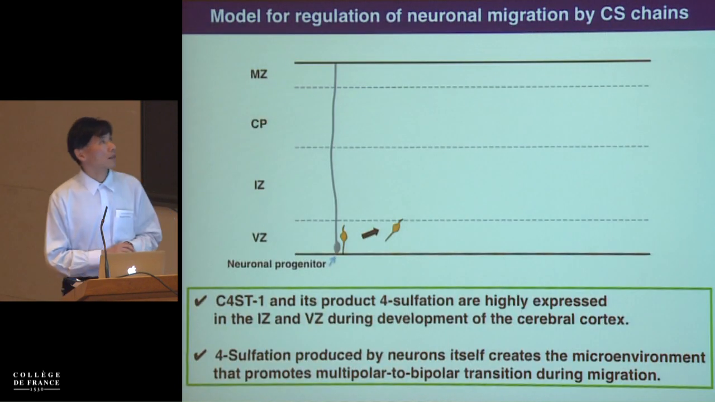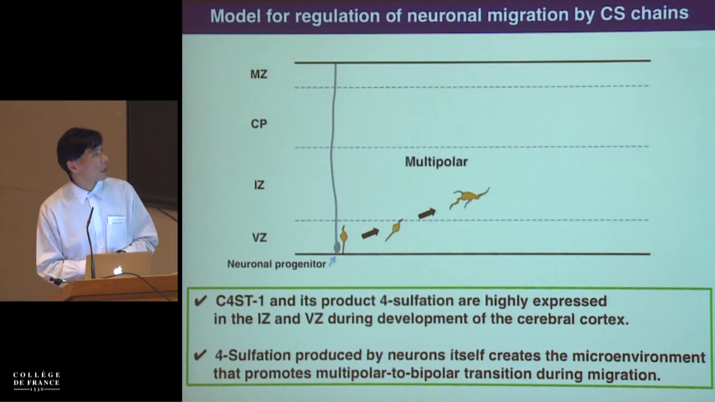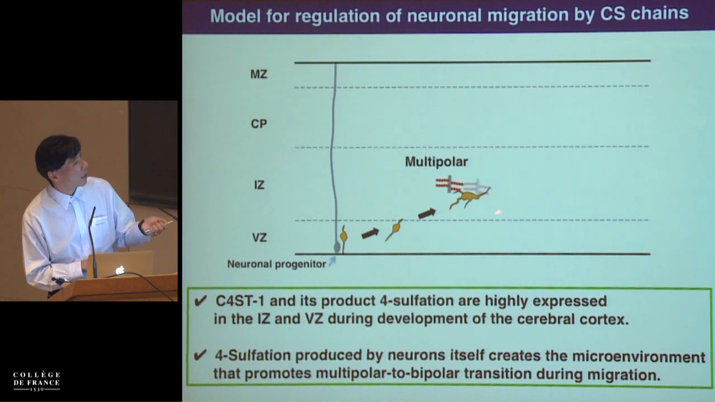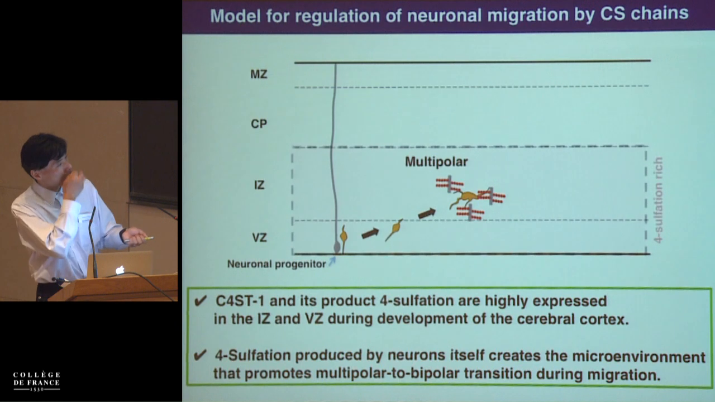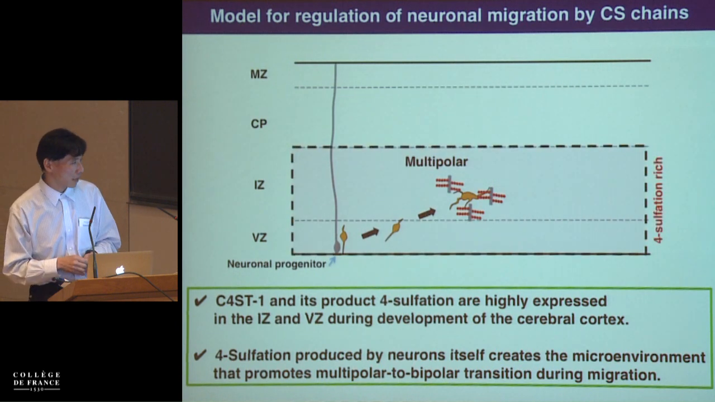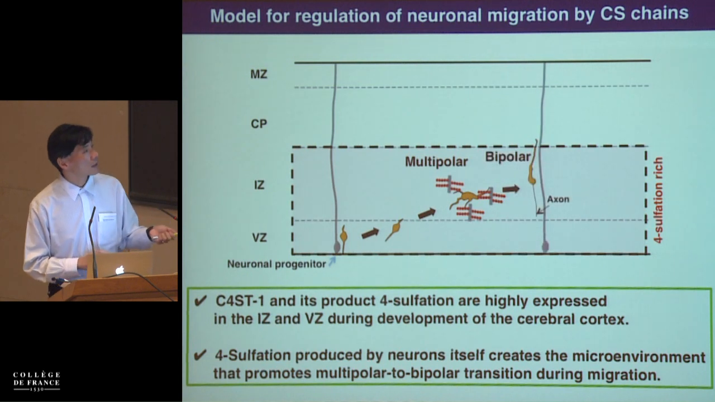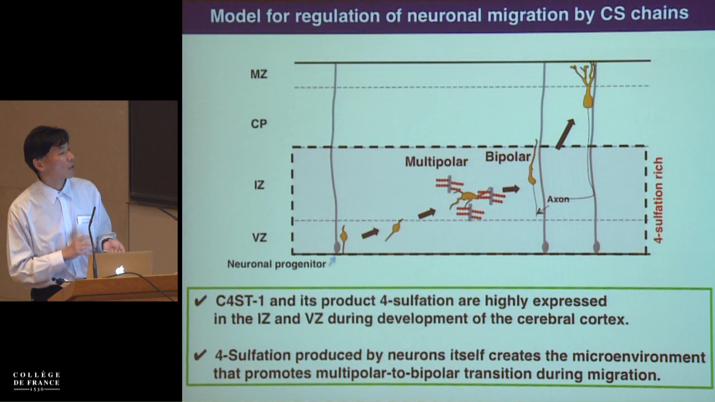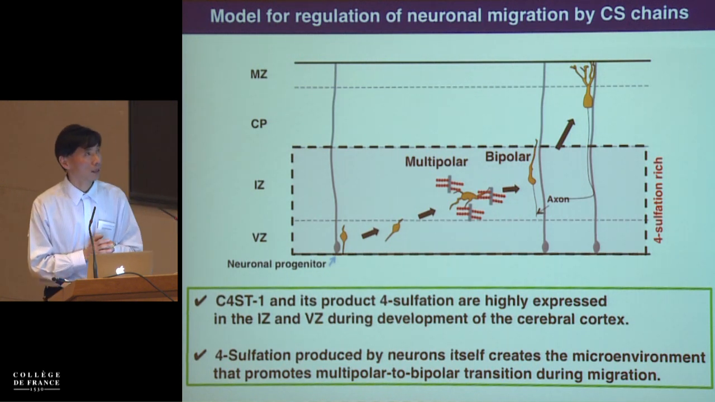So let me summarize the second part of my talk here. C4ST1 and its product, 4-sulfation, are highly expressed in the intermediate zone and ventricular zone during the development of cerebral cortex. Sulfation produced by neurons themselves creates a microenvironment that promotes a multipolar to bipolar transition during the migration.